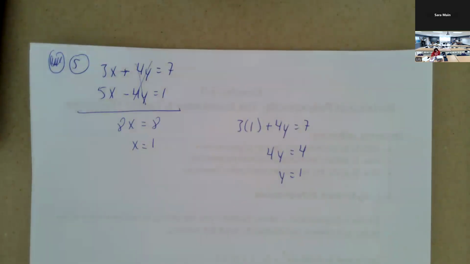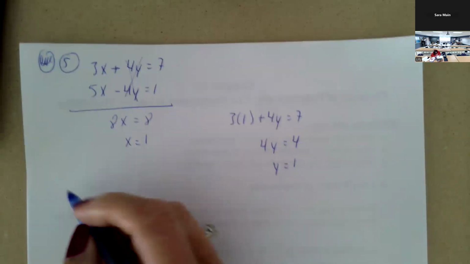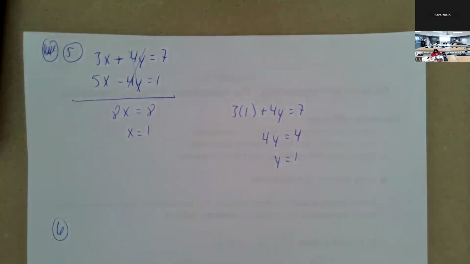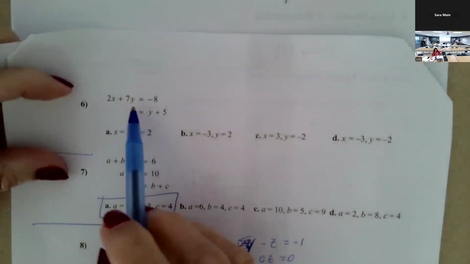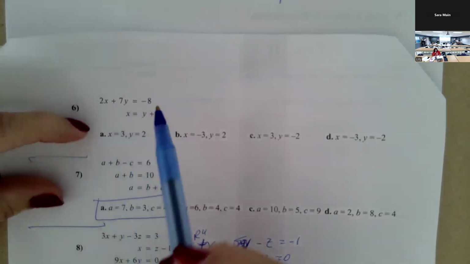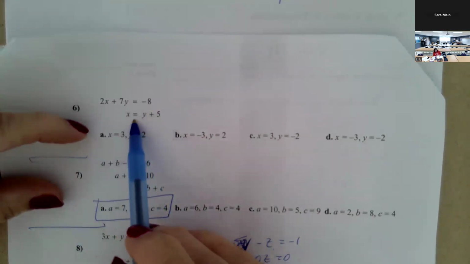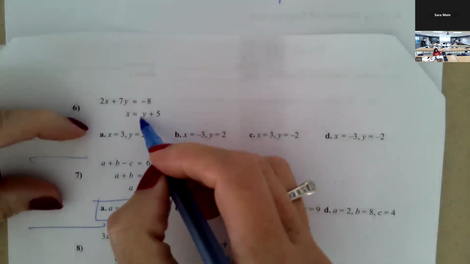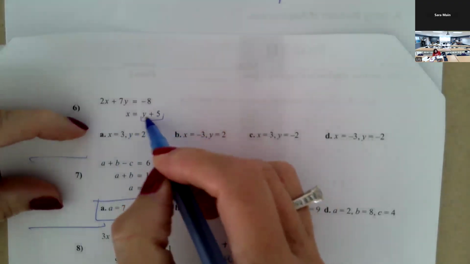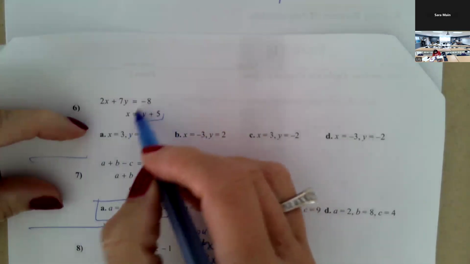And then our last problem on this video is number 6, and then we'll move on to the 3 variable problems. So number 6 is the last 2 variable. This one looks like it is set up really nicely for substitution because x is given as y plus 5. So I can substitute that into row 1.